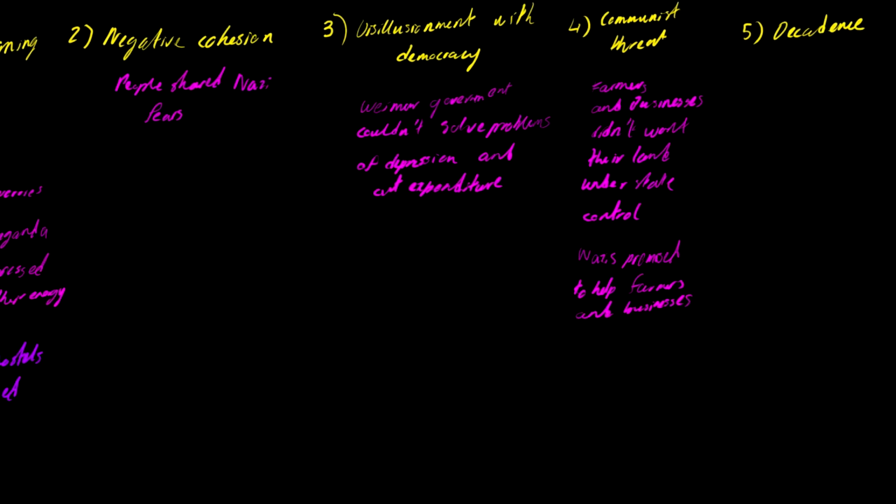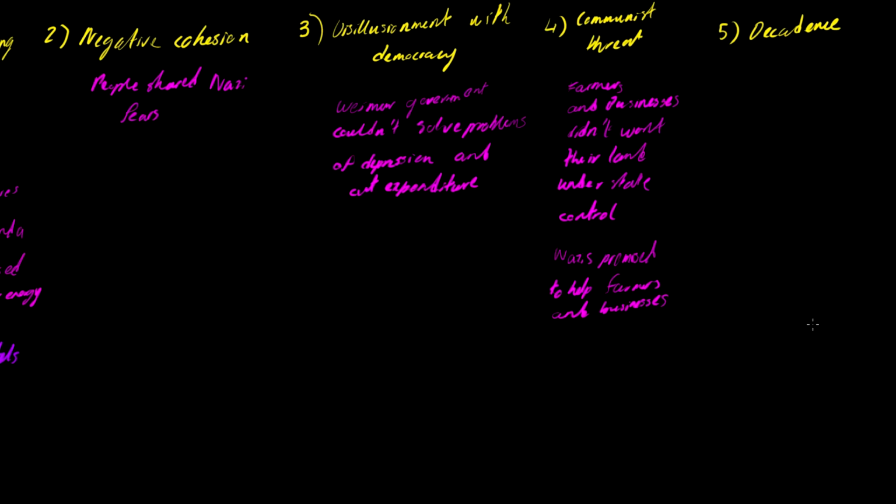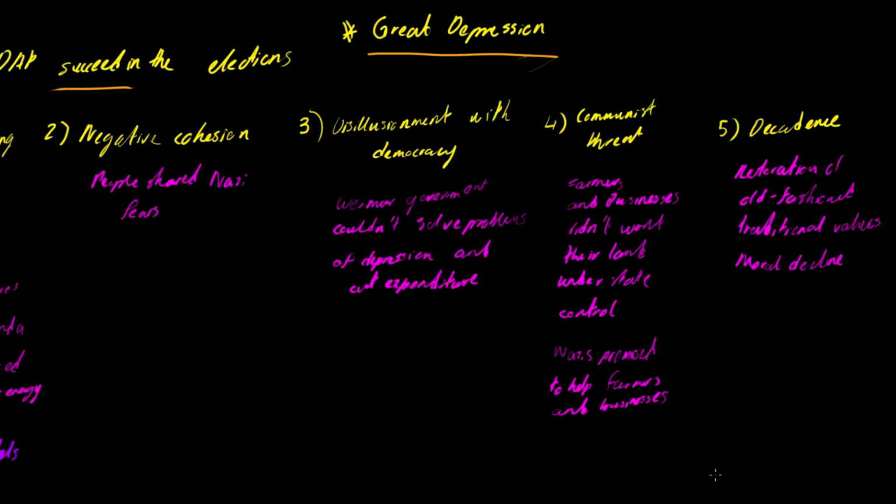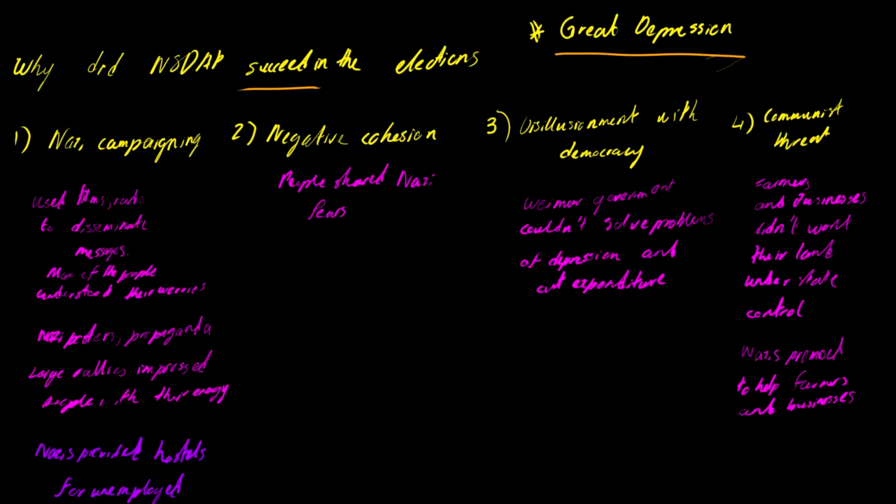And we also have decadence. So Nazis talked about restoring old-fashioned traditional values. Of course we saw a moral decline in the Stresemann era. People were less orderly, I guess you could say. So these are some of the reasons why the Nazis succeeded in the elections between 1930 and 1933.